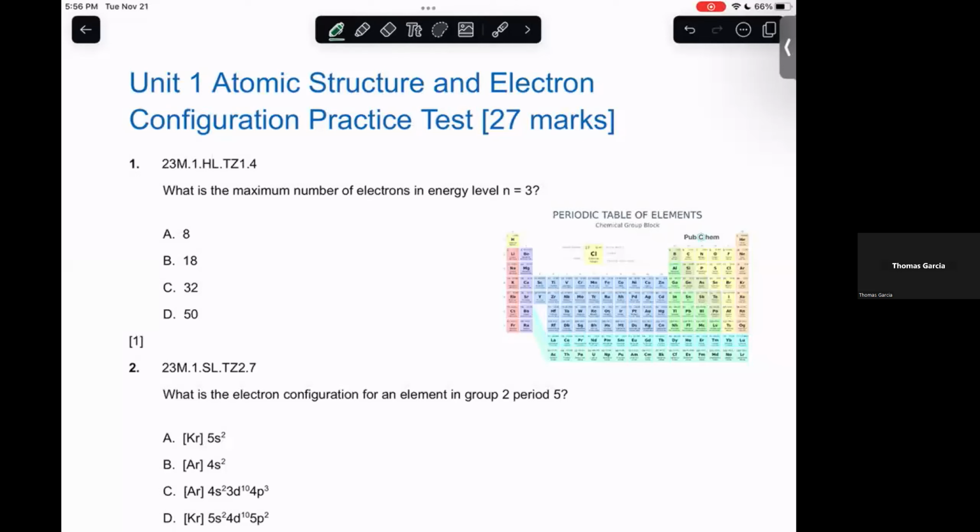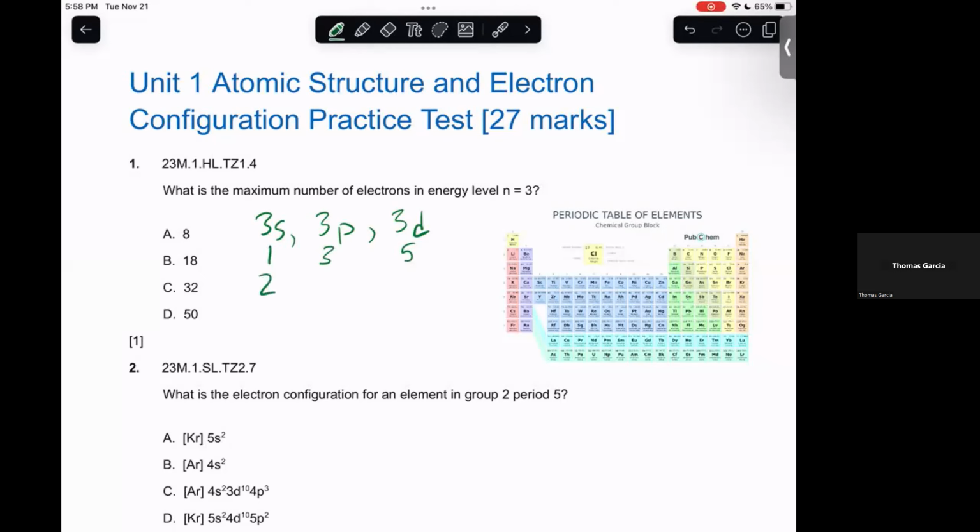Starting with number one, what is the maximum number of electrons in energy level n equals 3? Well, energy level 3 has the 3s, the 3p, and the 3d. And so in each of these energy levels, we have to consider the number of electrons. So each orbital holds 2 electrons, but there is only one s orbital. There are 3 p orbitals and 5 d orbitals.